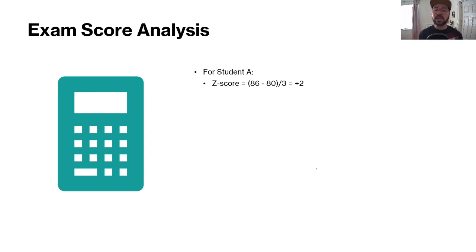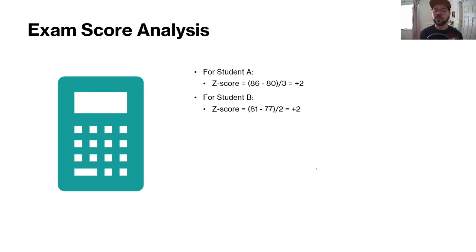When you're calculating z-scores, make sure that you record what symbol is represented in your z-score. If you calculate a positive z-score and I ask you to tell me what that z-score is, I want you to include the positive symbol. If you calculate a negative z-score and I ask you what that z-score is, you need to make sure you include the minus symbol. For student B, calculating their z-score, remember that their raw score was 81, their class average was 77, and the class standard deviation was 2.